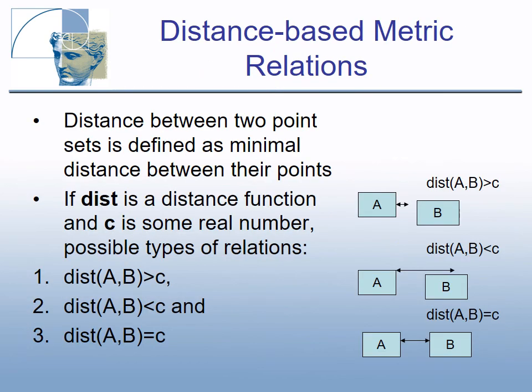Now let's consider distance-based metric. Distance between two point sets is defined as minimal distance between their points. If dist is a distance function and c is some real number, there are following possible types of relations. When distance between a and b is greater than c, when distance between a and b is less than c, and when the distance between a and b equals c.